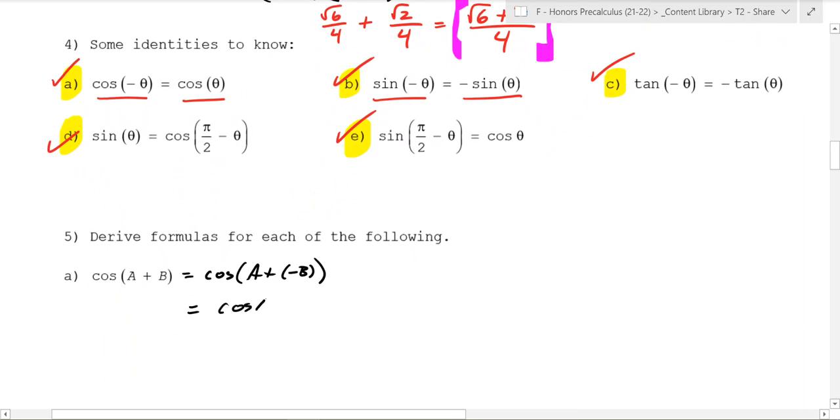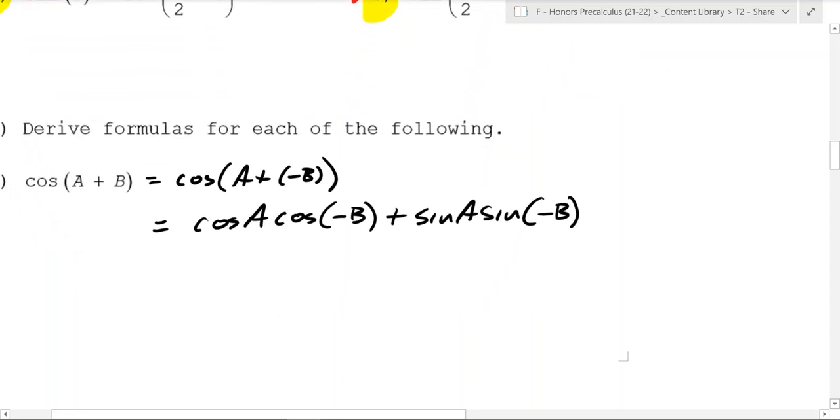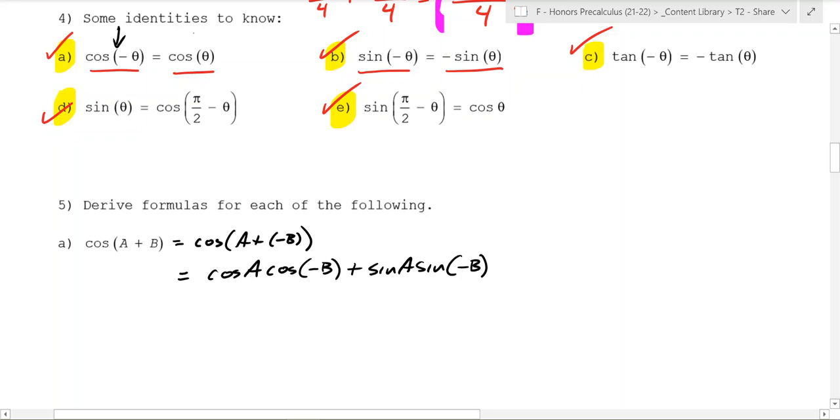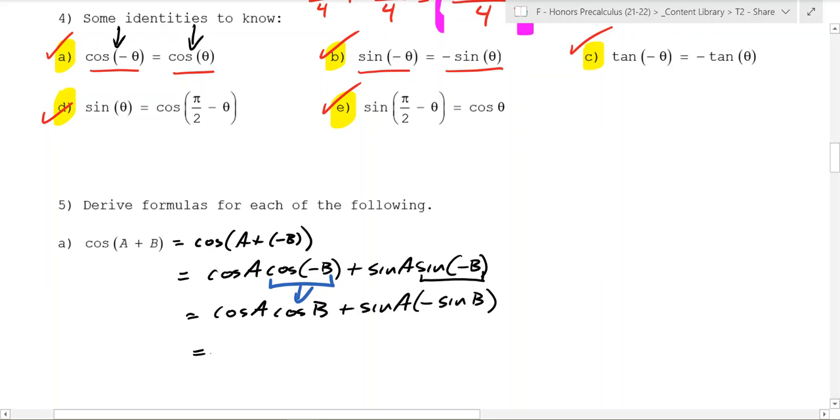This is equal to cosine of A cosine of negative B plus sine of A sine of negative B. We're just using the rule that we learned at the beginning. But then we know that cosine of negative theta is equal to cosine theta. So basically cosine of negative B is the same thing as cosine of B, and this is still sine of A, and sine of negative B turns into negative sine of B. So what that turns into is cosine A cosine B minus, because there's this one minus sign right here, sine of A sine of B. So this is another identity you have to memorize.